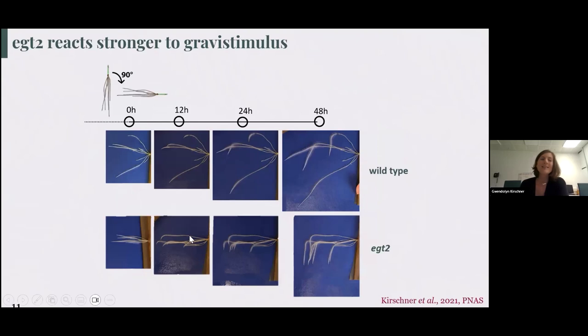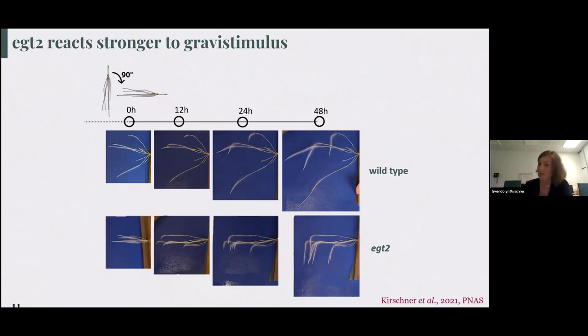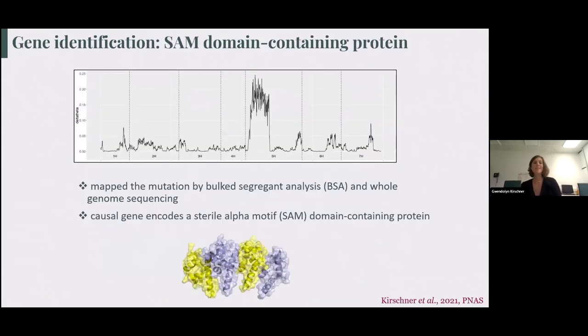We called EGT2 enhanced gravitropism 2 because we also found that it has an enhanced reaction to gravity. So in the rotation experiment that I've shown you before, the roots actually adapt much faster and much stronger, again, back to their original angle. The function of EGT2 is conserved between plant species, which comes on the next slide, and I wanted to spoil that.